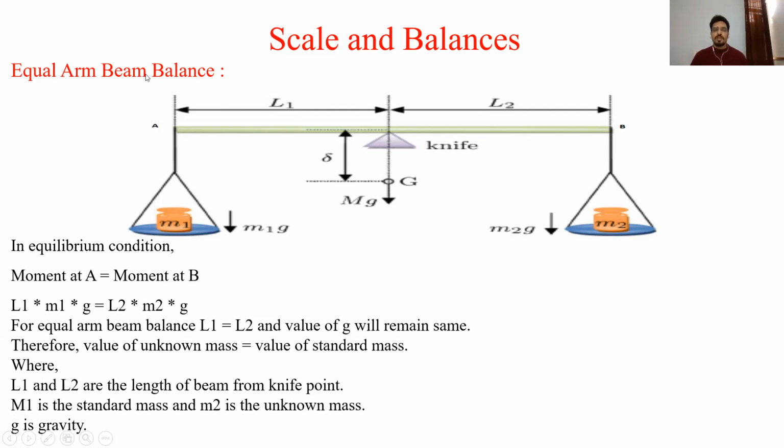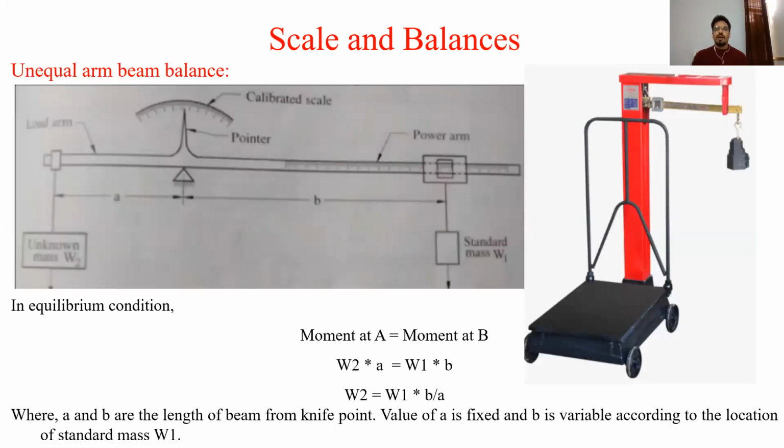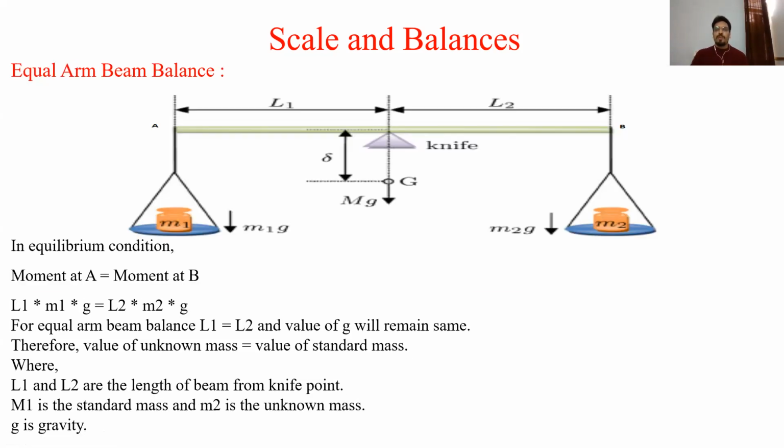Okay, so this is the working of the equilibrium beam balance. Now we will discuss the working of the unequal arm beam balance. Why are we discussing the unequal arm beam balance? In the equilibrium beam balance, there is a disadvantage. For every unknown mass, we need a different standard mass.